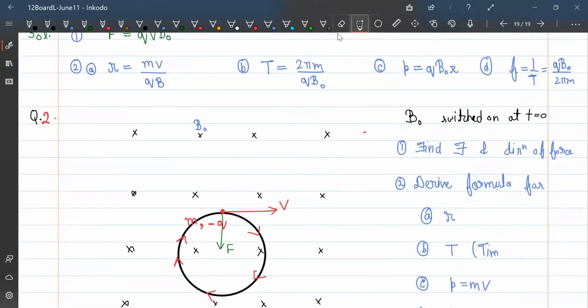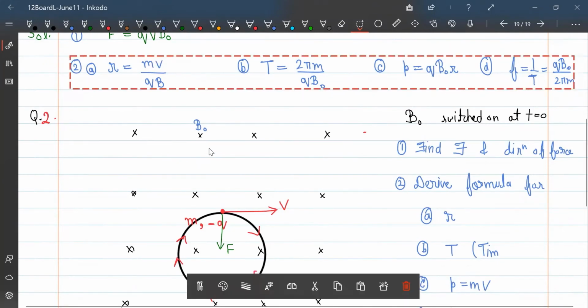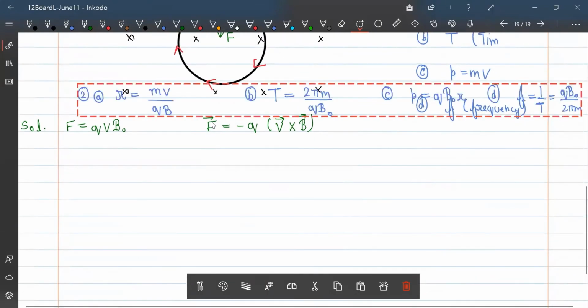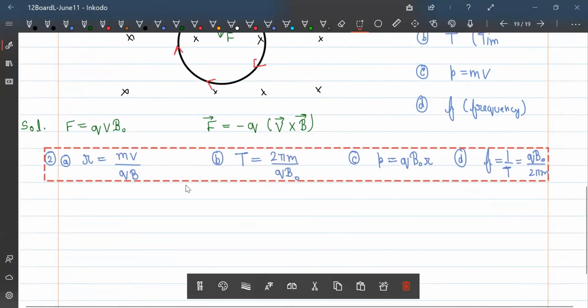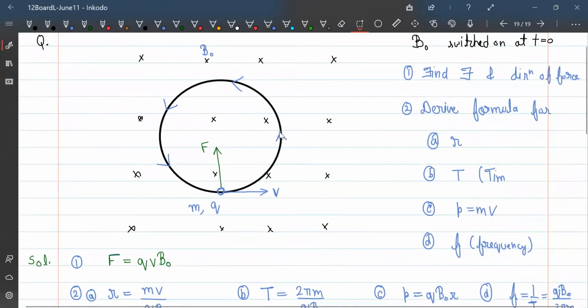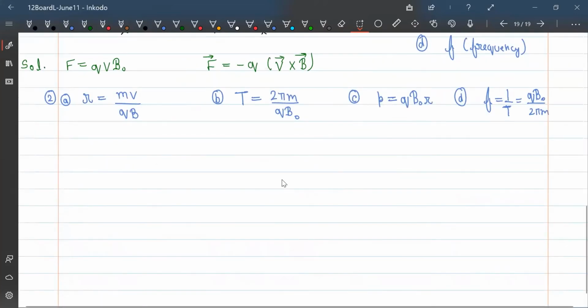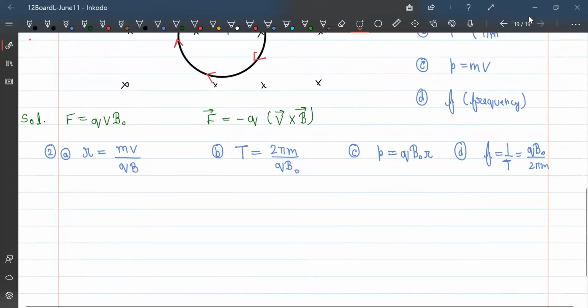For the radius and everything else, the magnitude is not affected by the sign, so all of these remain the same. Only the direction of motion changed, due to the direction of force changing. Here it was anti-clockwise motion, here it is clockwise motion. That's the only change. Okay, next question.